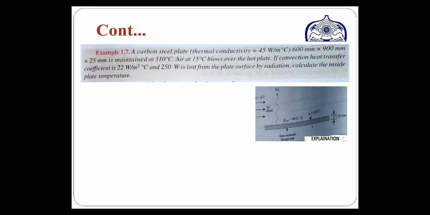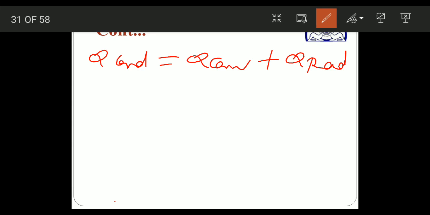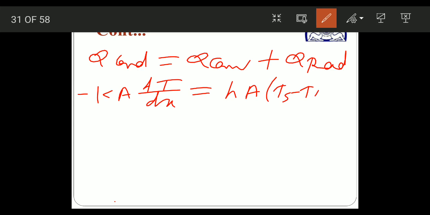So we can write Q conducted is equal to Q convected plus Q radiated. Now how to calculate Q conducted? Minus K into A into dT by dx, is equal to Q convected, which can be written as h into A into delta T, that is T surface minus T infinity, plus Q radiated, that is given in the question directly.